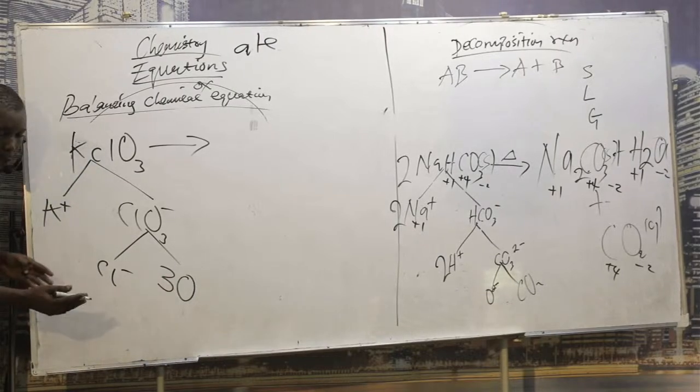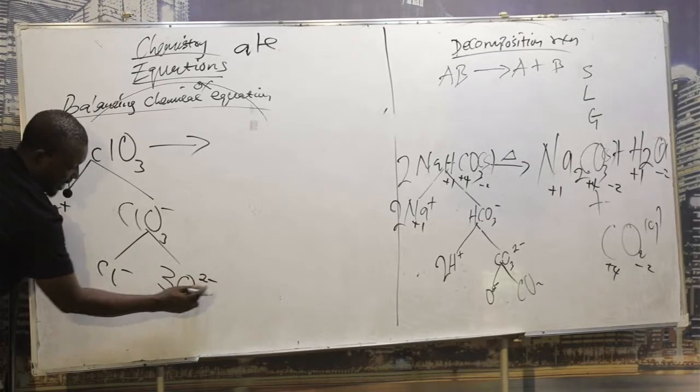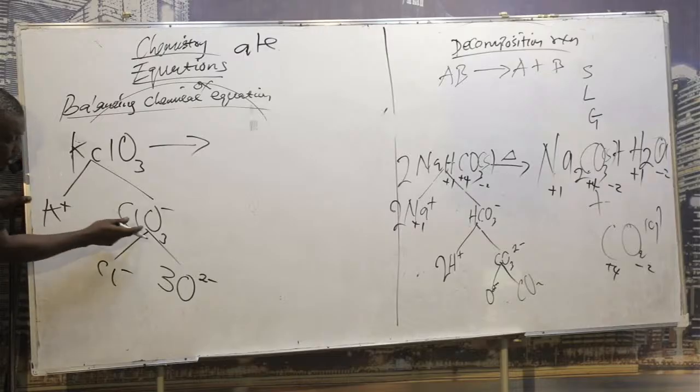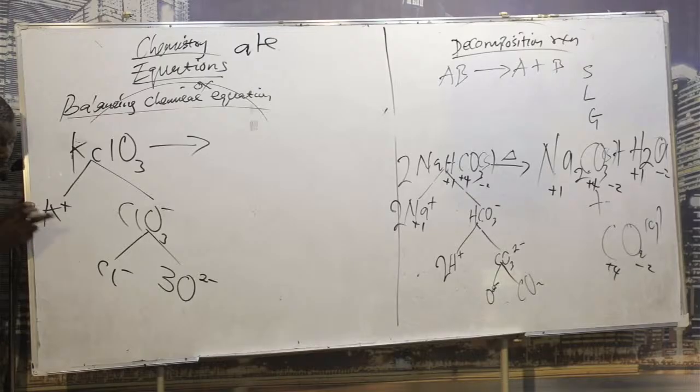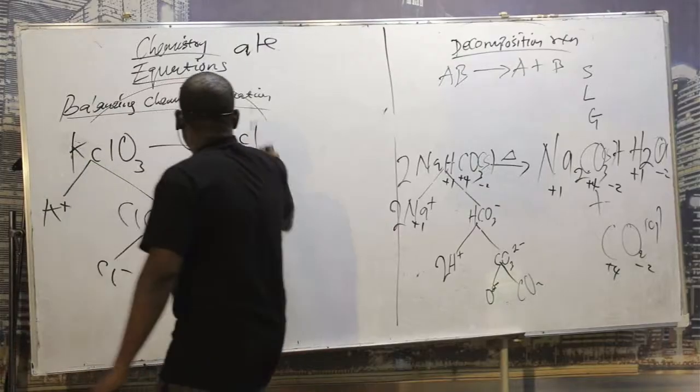You know, when O is combined, it's minus 2. They are combined, but you need to separate it so you understand it. The one that comes out first is the one that will react. Which one comes out first here? Cl. So you see the combination. K plus Cl minus. So what comes out? KCl.